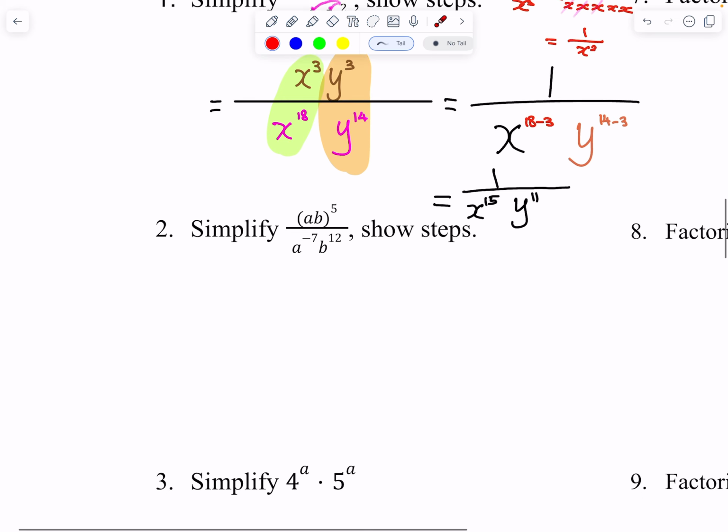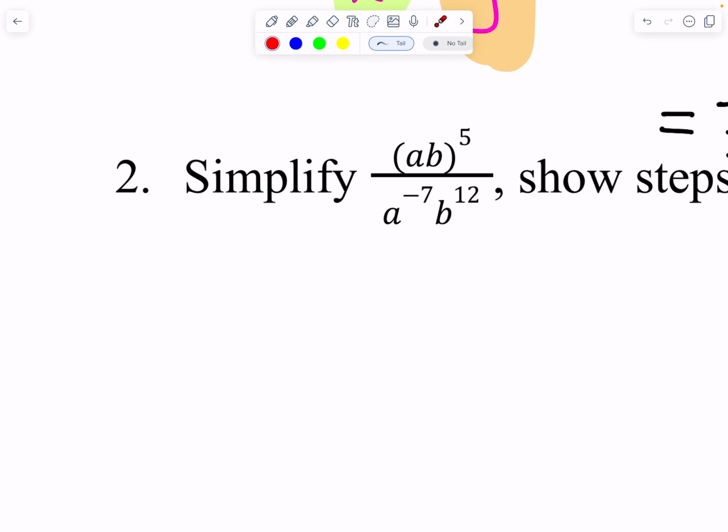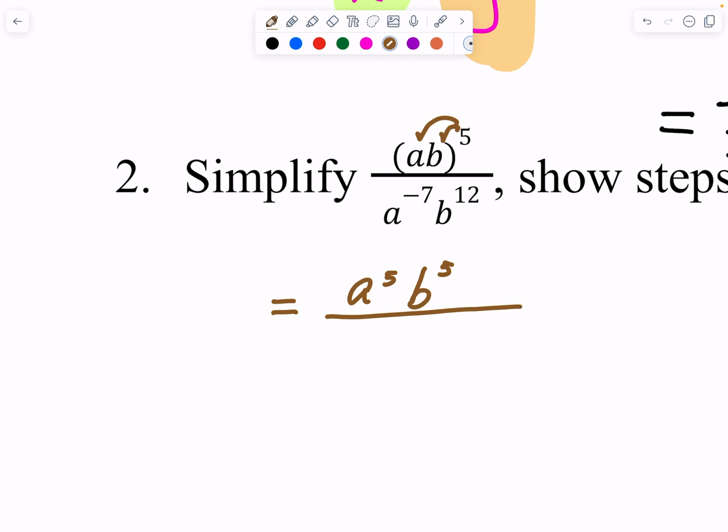Anyways, next question. Any bracket? Yes, there's a bracket, so deal with that. It goes here, and the hidden one, so times with that: A5, B5. A negative 7, B12.